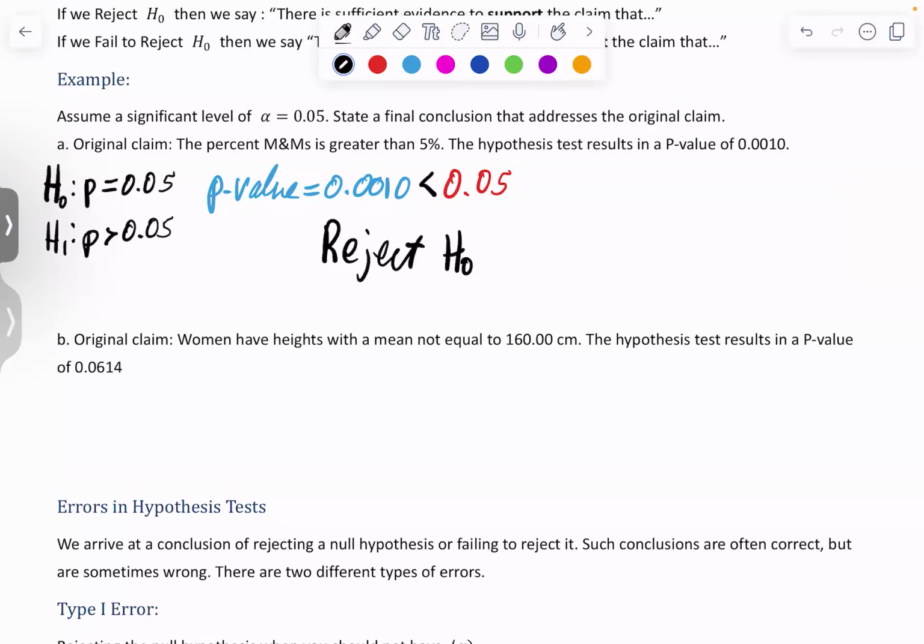All right. Original claim, women have heights with a mean not equal to 160 centimeters. So let's write down our null hypothesis. So the mean is 160. The alternative is that it's not equal to.